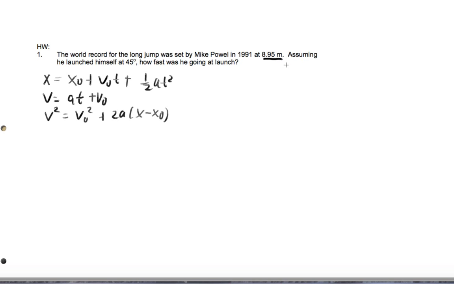And we know that the person jumps 8.95 meters. Let's just do a quick sketch so we have nice parabolic motion. We start at 0 and land at 8.95 horizontally. And that's kind of what we have for that. And we're going to launch at an unknown speed, but the angle is 45 degrees. We're going to leave it as v naught as an unknown speed.